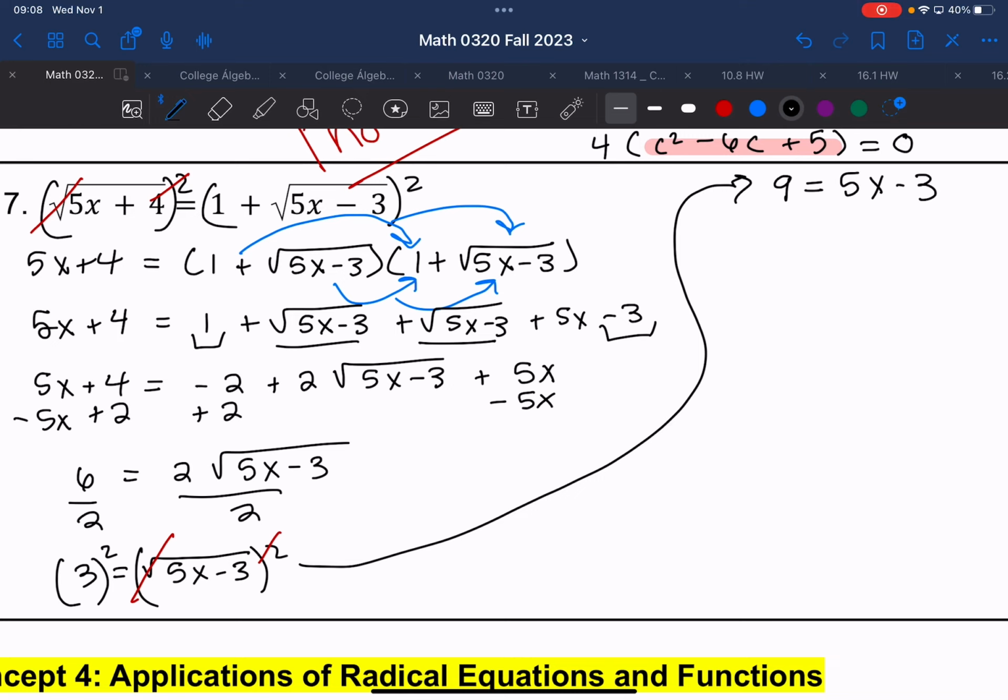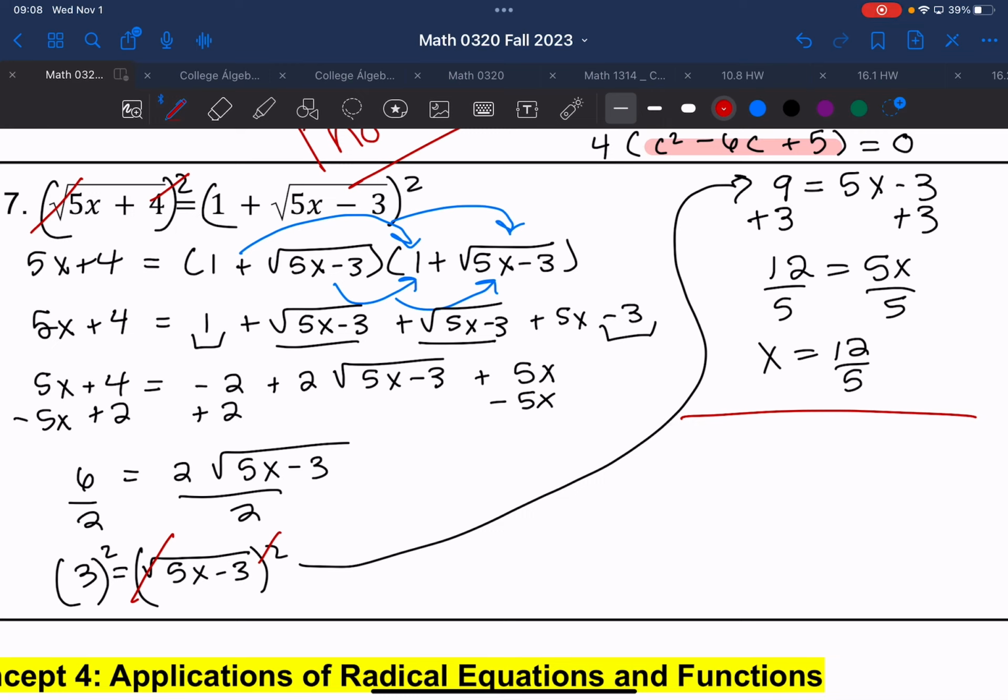Okay. Now I just need to get x by itself. So what's my next step? Add 3. So I get 12 is equal to 5x. And what's my last step? Divide by 5. So I have x is equal to 12/5. Okay. I still need to plug in that 12/5 into my original problem to see if it is a true statement.